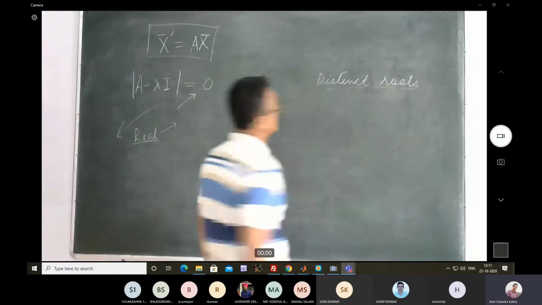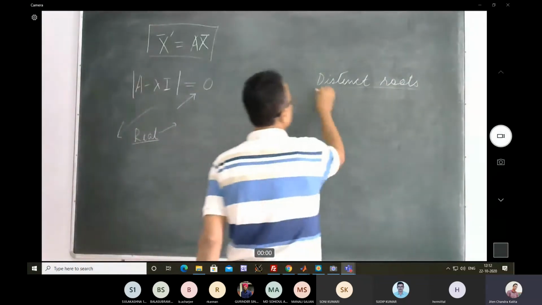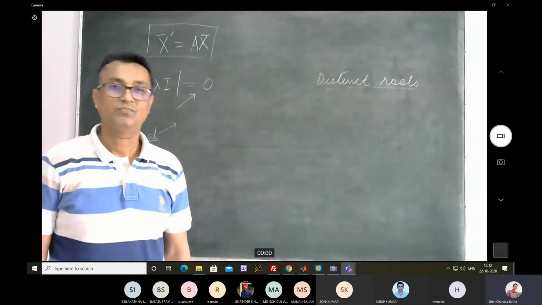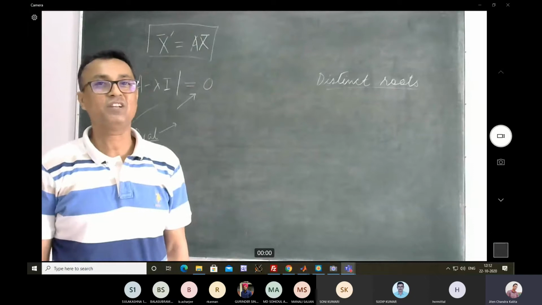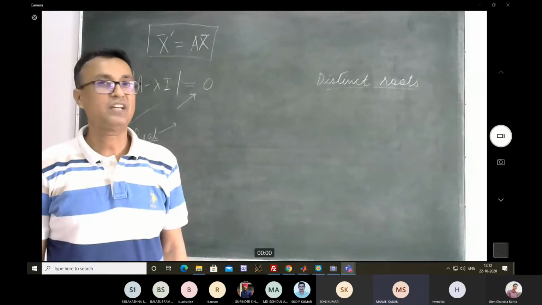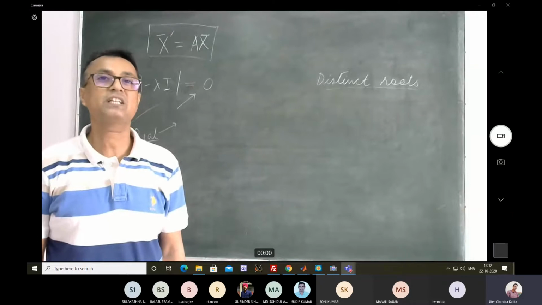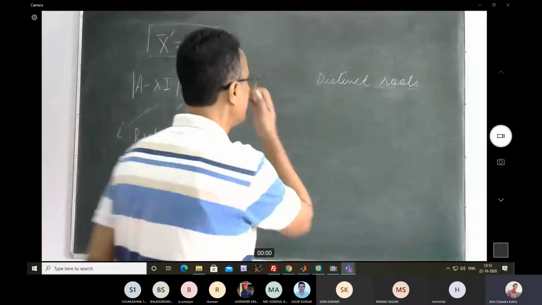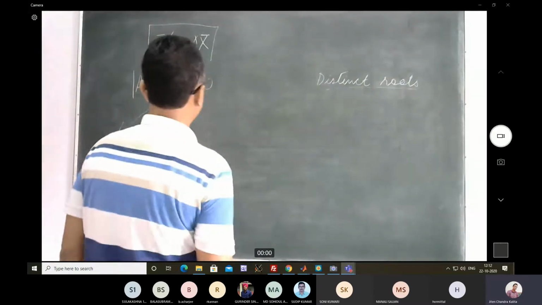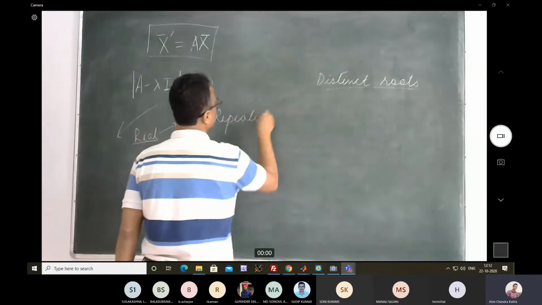In that case we didn't have any problem at all, because with distinct eigenvalues you can find linearly independent eigenvectors. So we are always going to find a fundamental set over there, and we didn't face any problem at all. And then we went ahead to repeated roots.